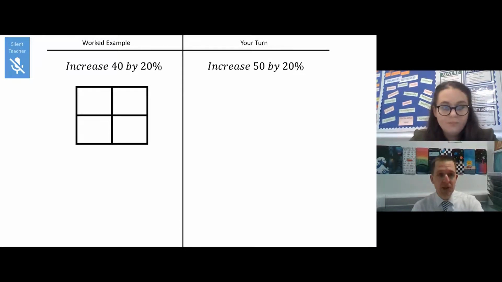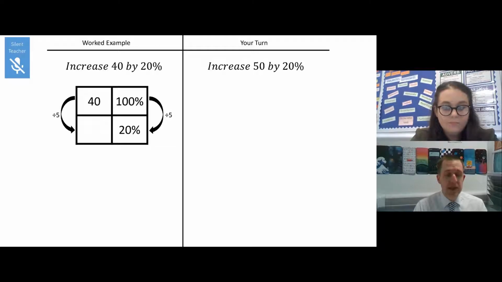On this occasion, I'm going to do the one on the left. To increase by 40% using this method, we'd show that the 40 that we started with corresponds to 100%, the original amount. But we're interested in a 20%. So in order to turn this into 20%, we divide by 5, both left and right. And so the 40 becomes an 8. And that tells us what the increase should be. 40 added to the 8 gives us 48.